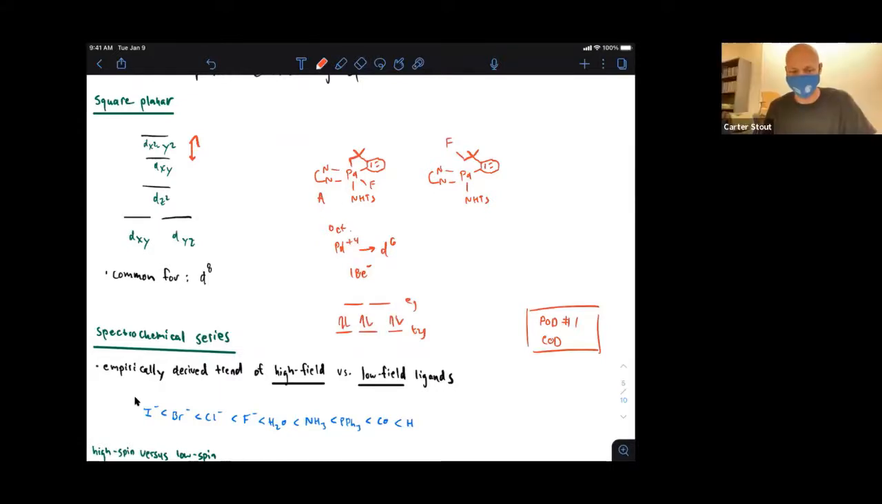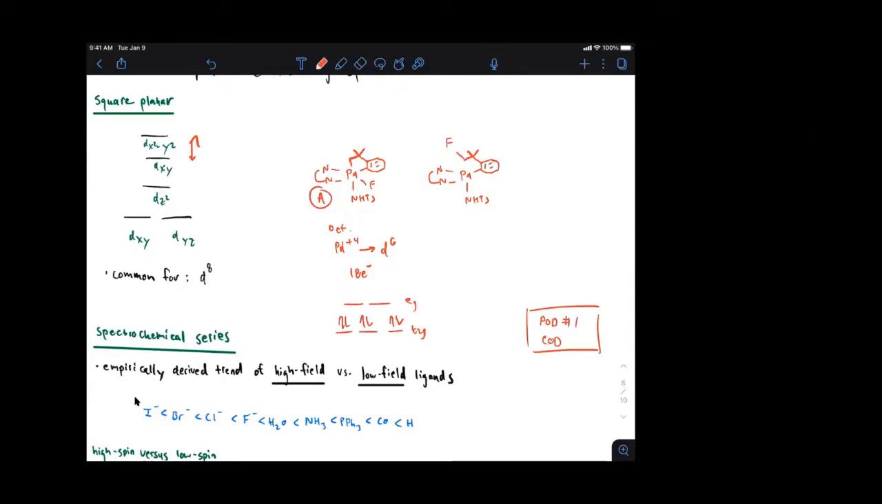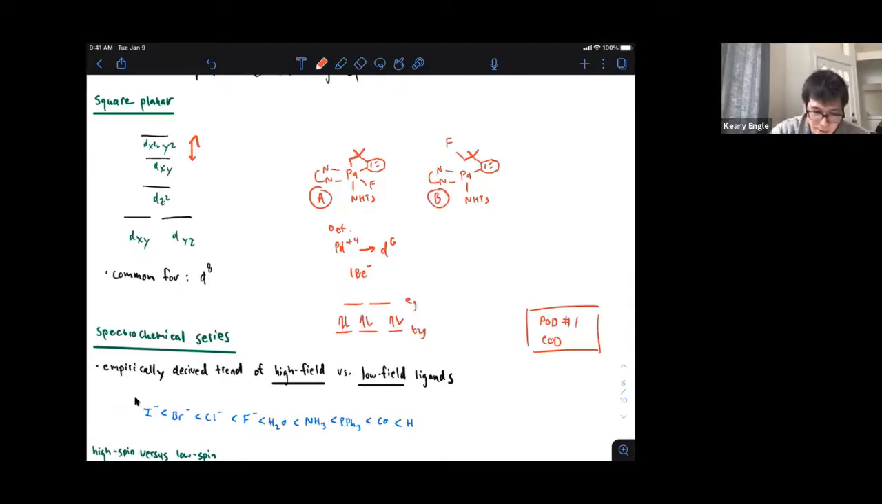Yeah. Perfect. Anybody get anything different? Questions, discussion? Okay, what about the same thing for complex B? June, are you there? Yes, so. Palladium here. So what do you think, June?